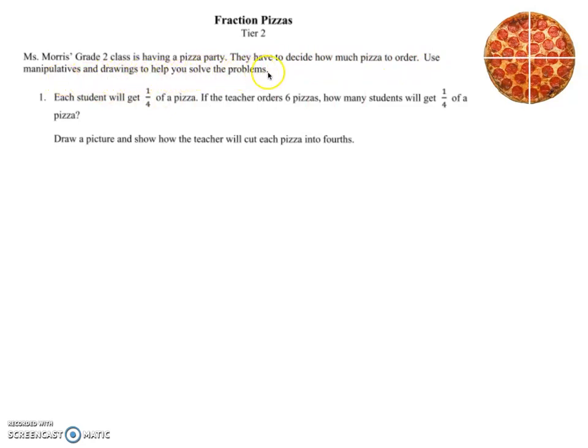So we're really going to use our symbols. We're going to draw pictures and break those images into equal parts, okay? So we've got our pizza image here so we can use to help. Each student will get 1/4 of a pizza. If the teacher orders 6 pizzas, how many students will get 1/4 of a pizza?